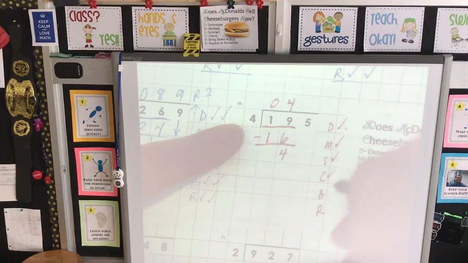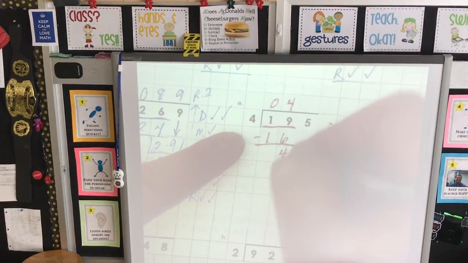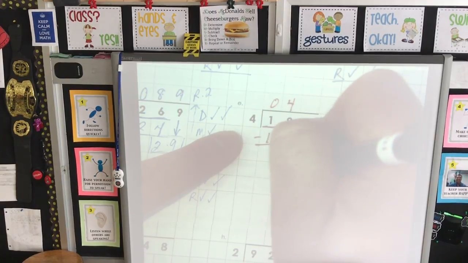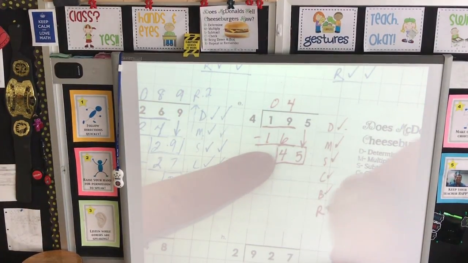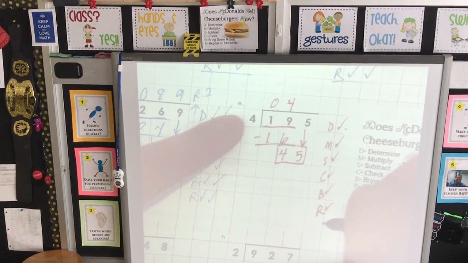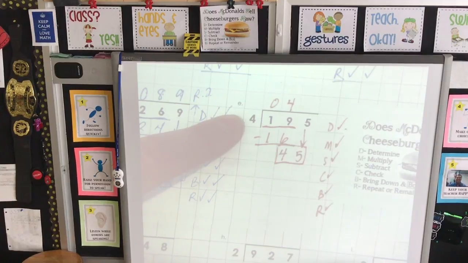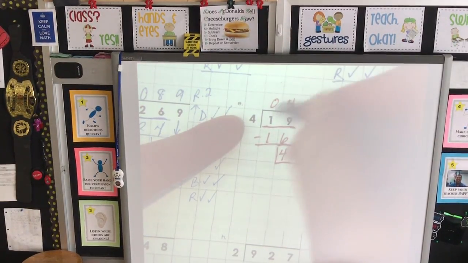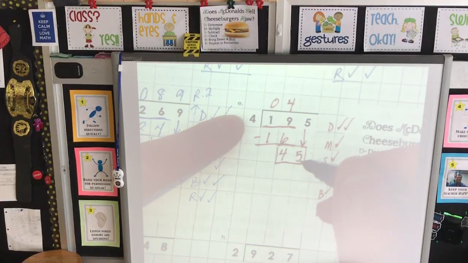Okay. All right, so ready? B, go. Bring down and box. Bring down the 5 and box. All right, repeating because there's spots in the quotient. Back to determine. Ready? What's on the tray now? 45's on the tray. All right, ready? Determine. Ready, set, go.